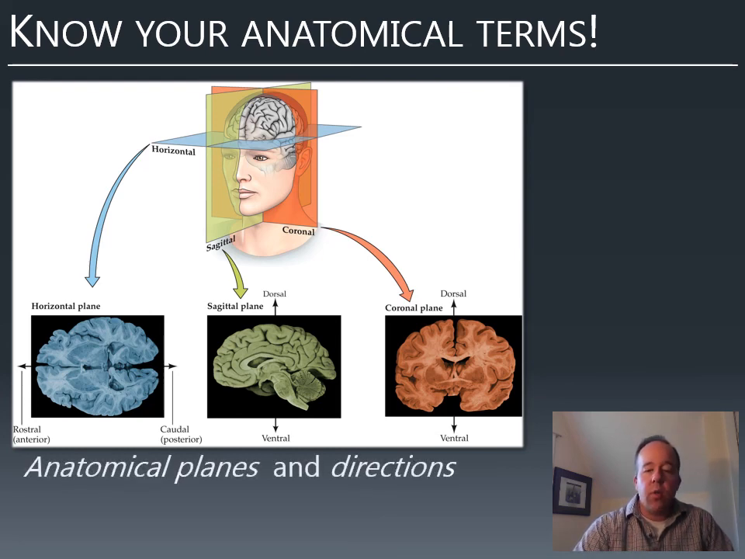Know your directions as well. So know the difference between anterior and posterior, ventral versus dorsal, lateral versus medial, superior, inferior, don't worry about as much. Rostral and caudal is on this diagram from your book. I don't use that term much at all, so don't worry about that. But the other ones, anterior, posterior, ventral, dorsal, medial, lateral, you should know those.